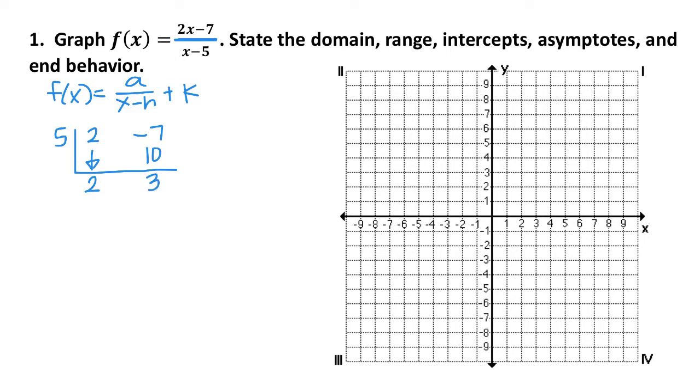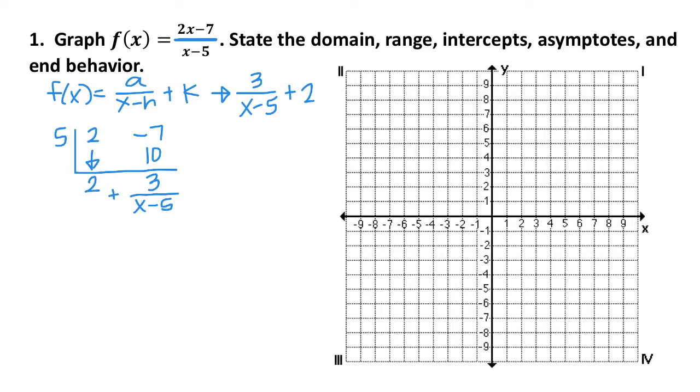So the number you get at the end, the 3, is the remainder, and we put that over what we were dividing by, which was x minus 5. And then the 2 is just the constant by itself, so I'm going to put plus 2. I'm just going to switch this around so that we put the fraction part first: 3 over (x minus 5) plus 2.